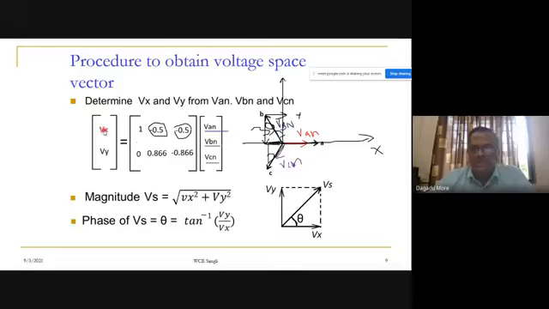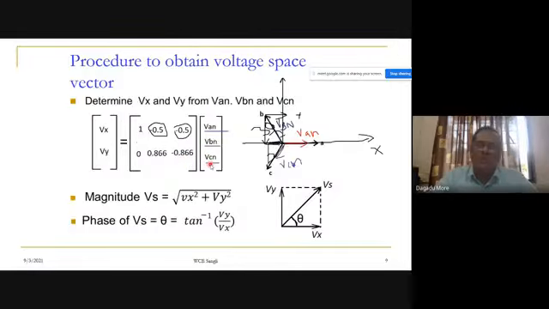Similarly, we resolve all along the y axis, where the component of VAN along y is 0, because VAN is along the A axis. So along the y axis our value of VAN is 0. Now this VBN we resolve along the y axis, and it will be cos of 30, a positive value, so it will be plus 0.866. Similarly, VCN we resolve along the y-axis, and again it is cos of 30. It will be minus, because it is in the opposite direction, minus 0.866 VCN.